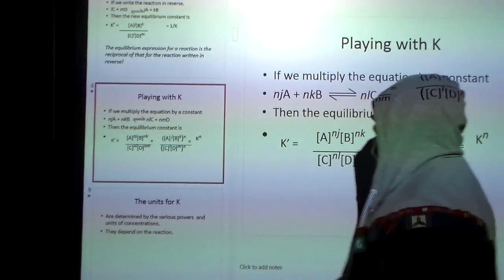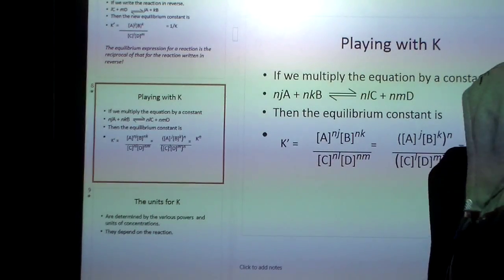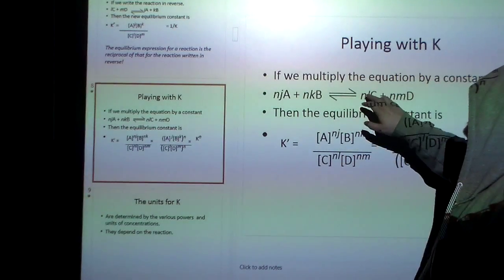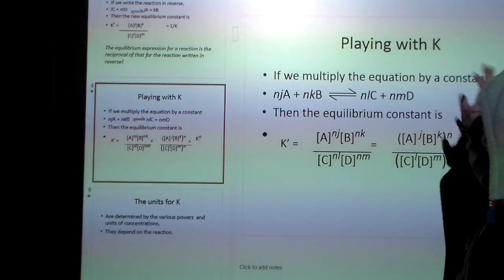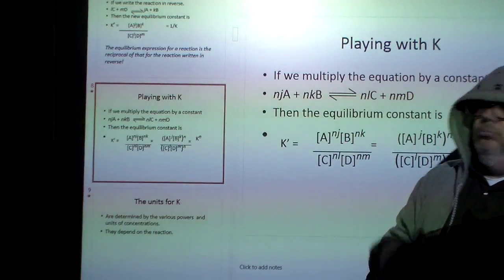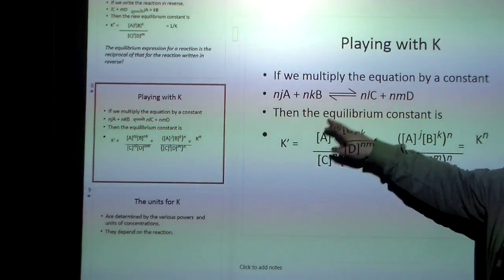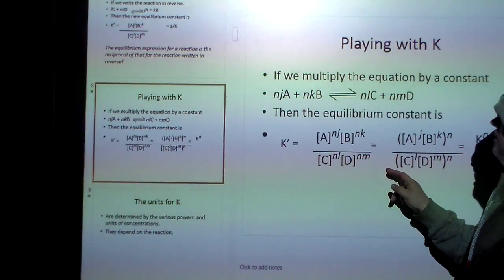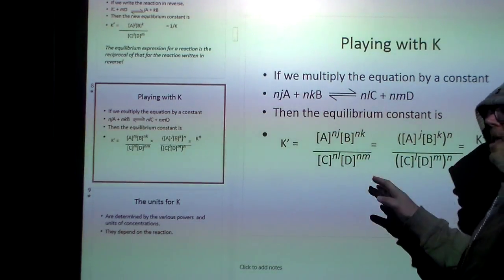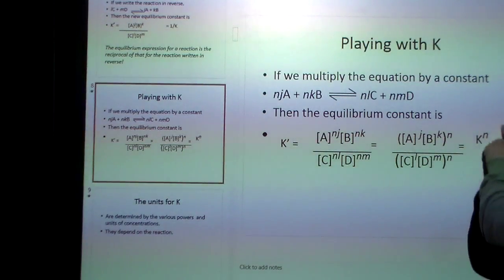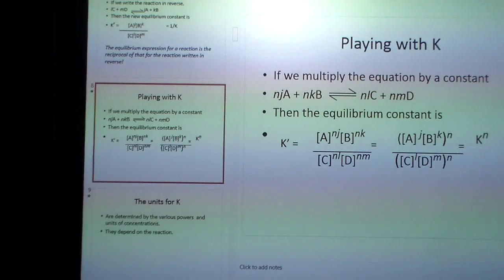Now, on the other hand, let's say we multiply the equation by a constant, nJA plus nKB gets us nLC plus nMD. We use a constant like n. It doesn't matter what n is, it's some number. Then when we go through and look at the equilibrium constant and plug all this in, this new K prime is going to be K to the nth power. That's what it's going to be, which is really nice. It makes it simple.